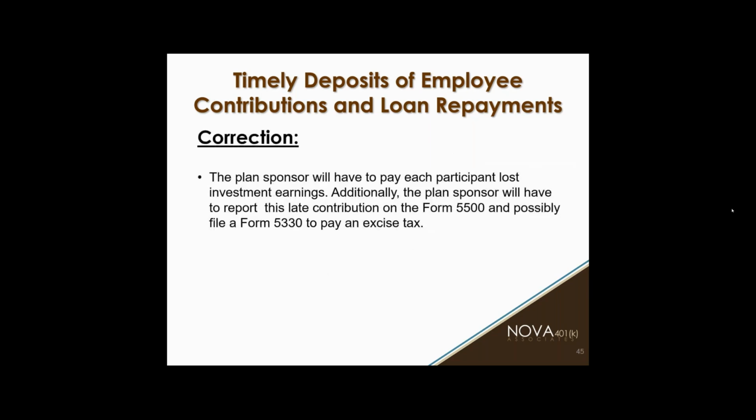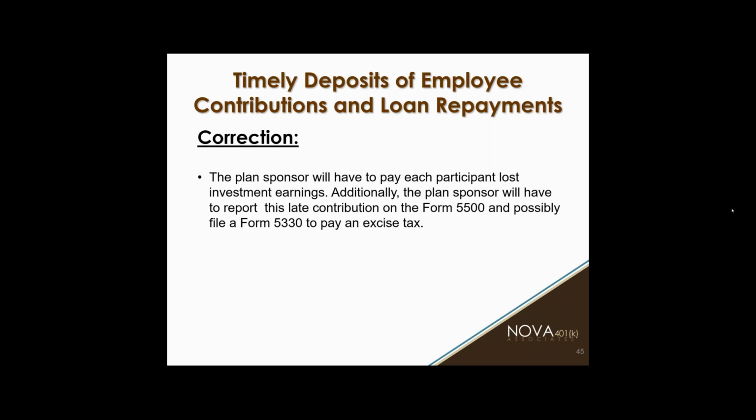So what happens when the contributions are late? And we deal with this a lot. This is probably one of our biggest problems. We have to calculate investment earnings on the late contributions, right? And then those get deposited into the plan. So you owe them money for holding onto the funds for the employees, right?